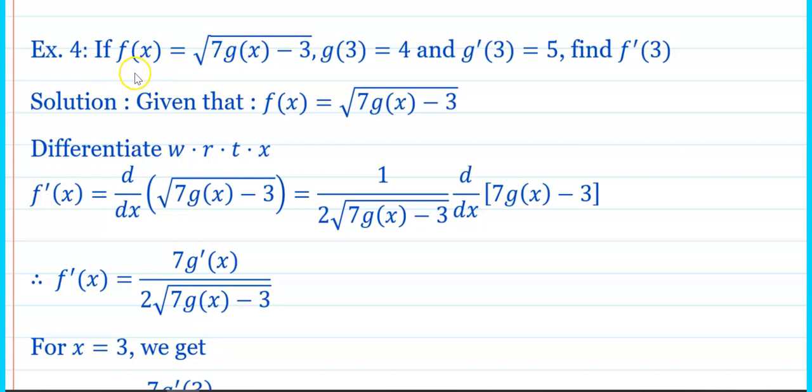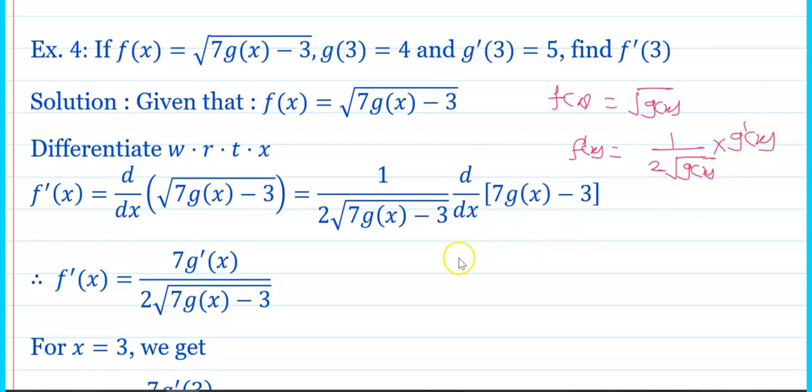What is the derivative of root of f of x? Suppose that f of x is equal to root of g of x. Then its derivative is 1 upon 2 times root of g of x into the derivative of g of x, which is g dash of x.